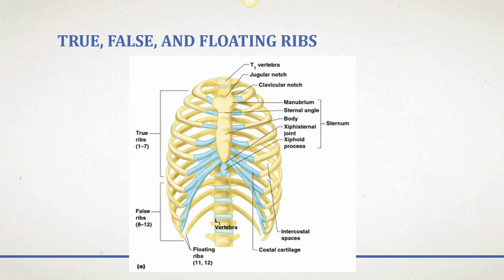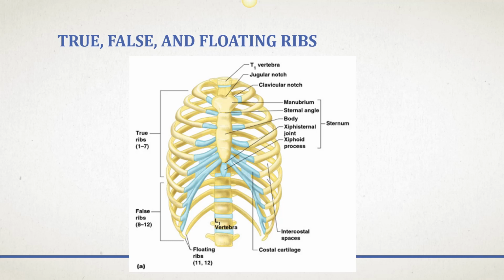As far as the ribs go here, we have 3 different types of ribs: true, false, and floating, although floating ribs are also considered false ribs. A true rib is going to be ribs 1 through 7. And what makes it a true rib is that it connects directly to the sternum with its own line of cartilage. A false rib connects to the cartilage of a neighboring rib before it connects to the sternum.